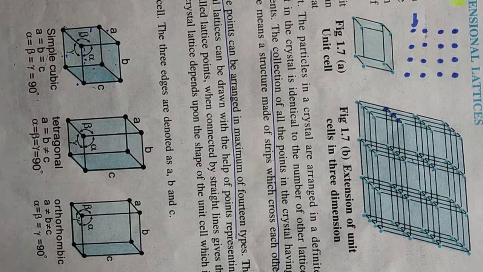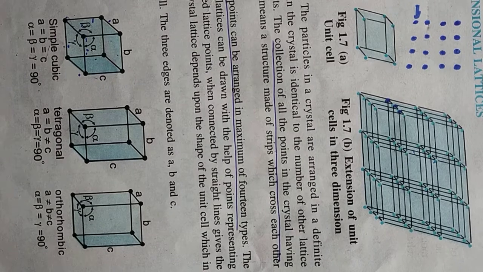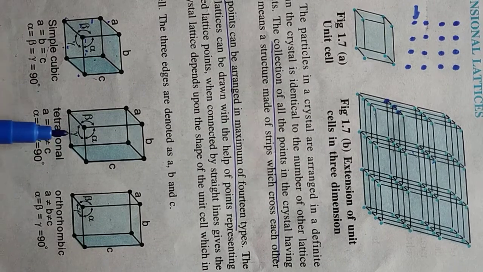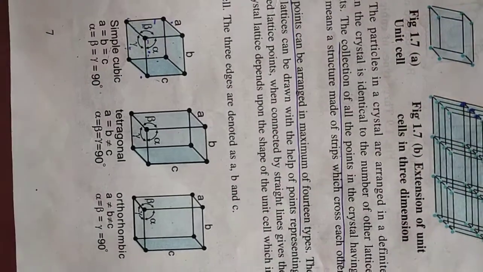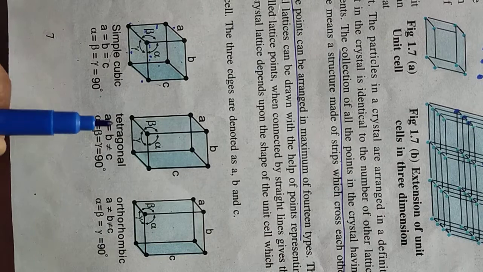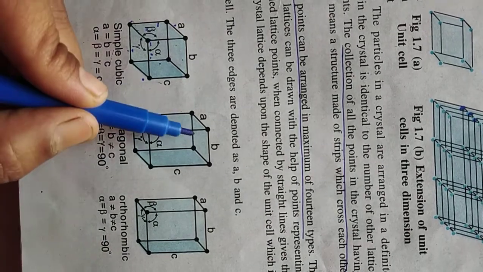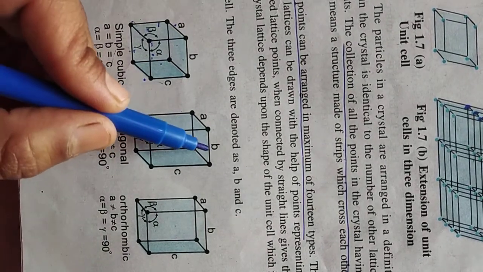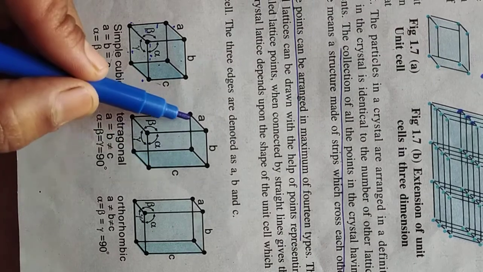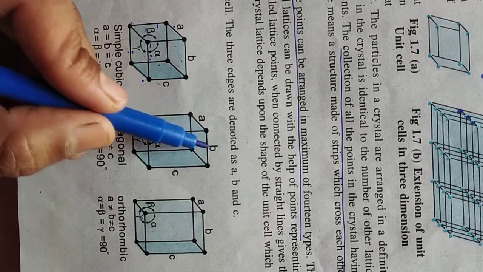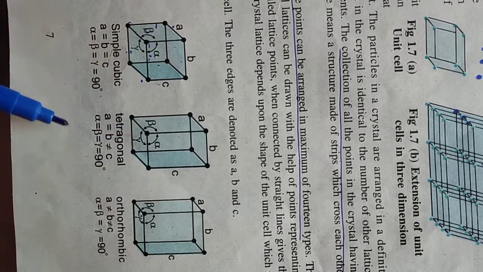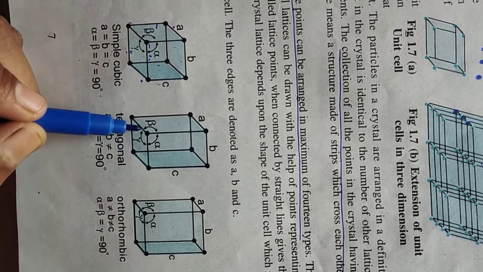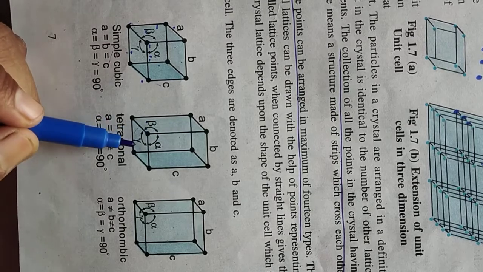Then the second type of unit cell is tetragonal. In this case, you can see all edges are not same. Here A is equal to B but B is not equal to C. म्हणजे A आणि B ह्या दोन्ही edges same आहेत tetragonal मध्ये, but B is not equal to C and all angles are 90 degree, alpha, beta, gamma.